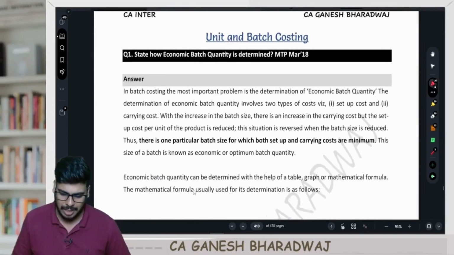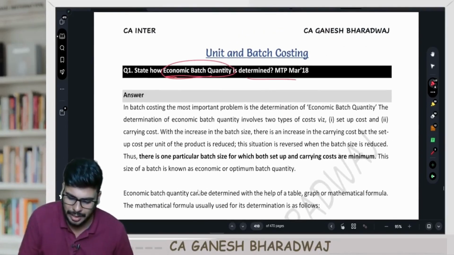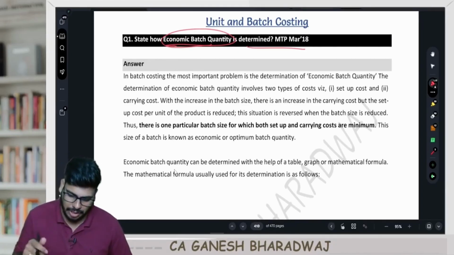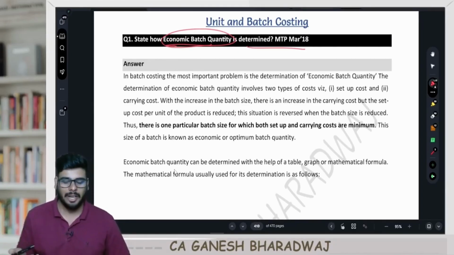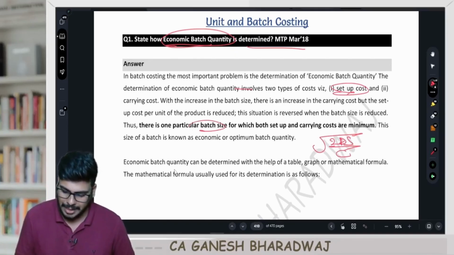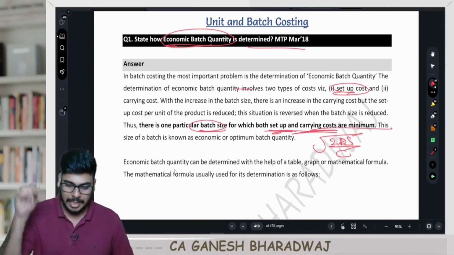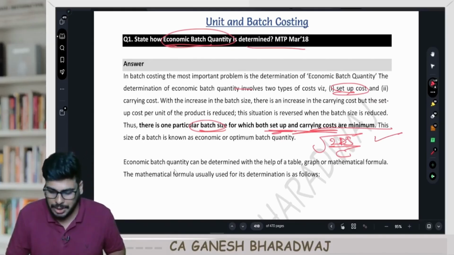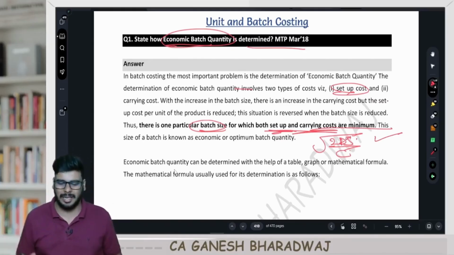Yes, yes. Now similarly here, state how EBQ is determined. This is like one recipe. Take a cup of milk, pour it in your bowl, then turn on the gas, make sure that the gas is filled; all these things step by step you just need to write. In batch costing, the most important part is to arrive at the setup cost, basically root of 2DS upon C. There is one particular batch size for which both the setup cost and carrying costs are minimum. This is known as your economic batch quantity. You just write this formula, tell them how you arrive at these figures, and then explain it. That's all theoretically. I don't know whether they will ask like this; instead, they could ask a numerical question.